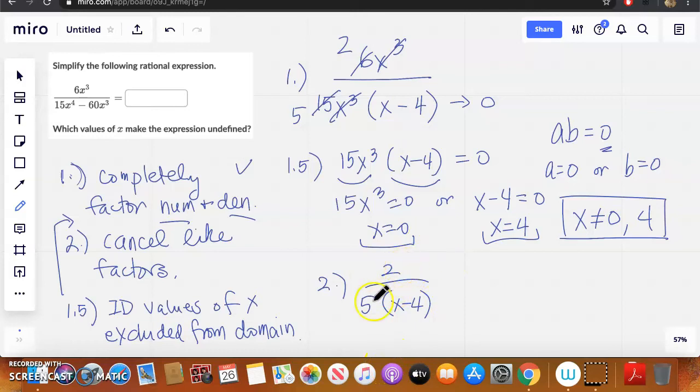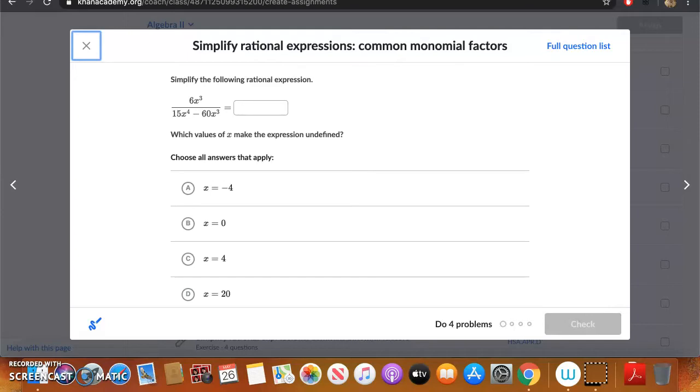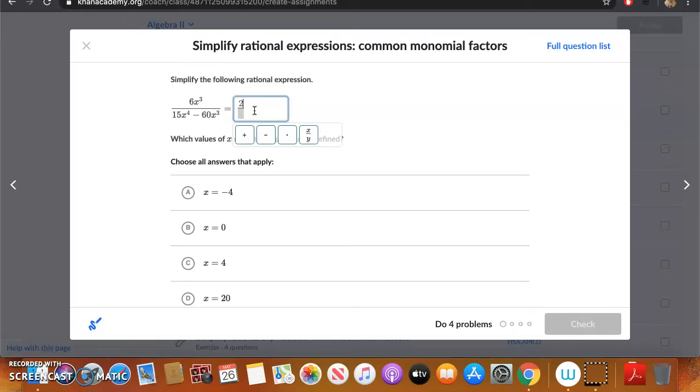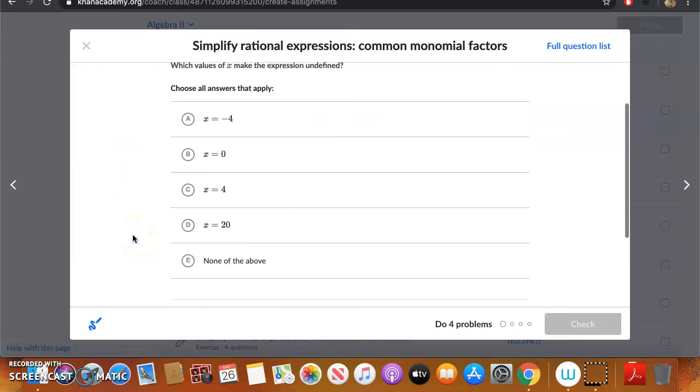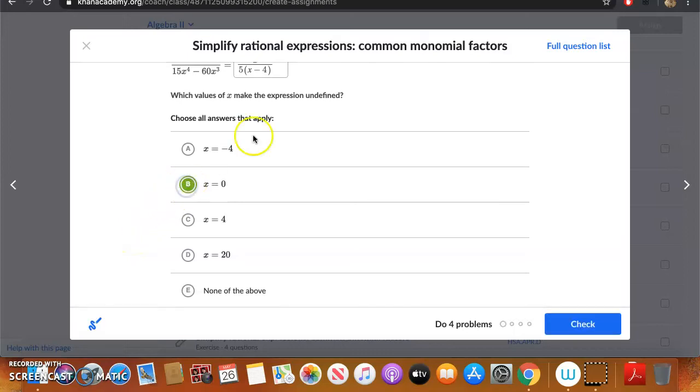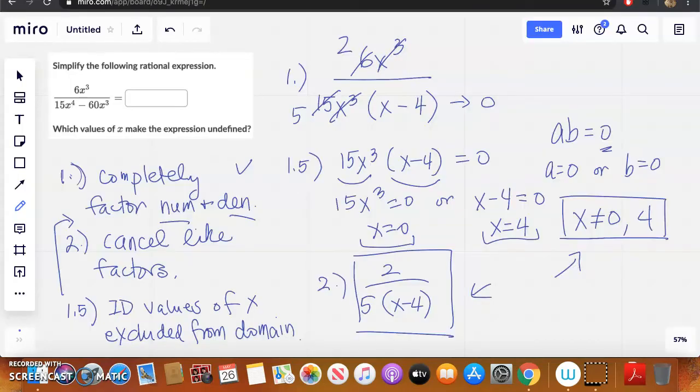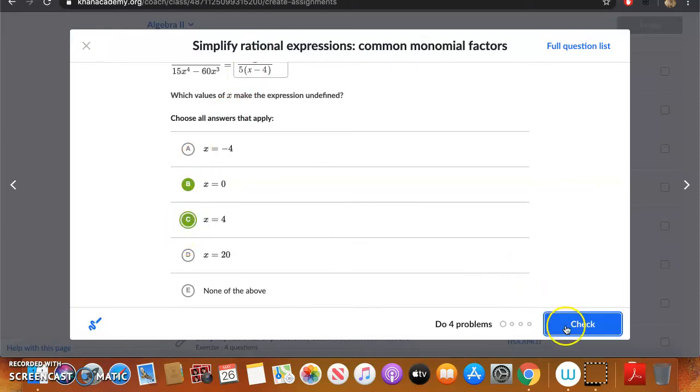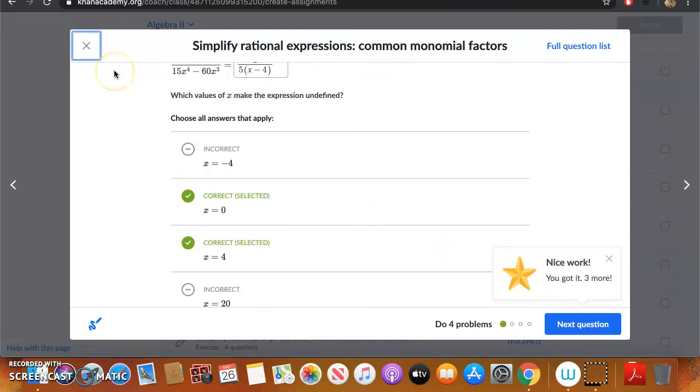So it's 2 over 5 times x minus 4. That is our simplified expression, and our restrictions are right here. So we're going to type them in. It's 2 over 5 times x minus 4. And then for our restrictions where x can't be, it says choose all that apply. So we know it can't be 0 and it can't be 4, correct? So that is correct. All right, folks?